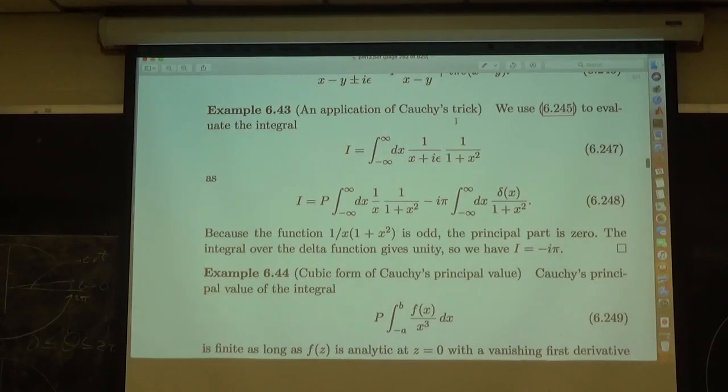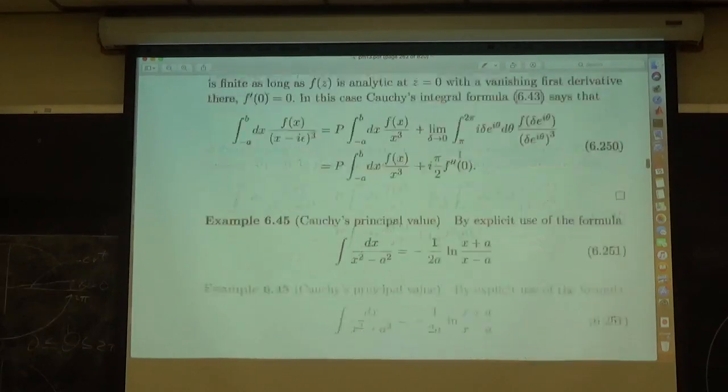So here's an example. Suppose we wanted to evaluate this function. Well, it'd be the principal value minus i pi delta of x on this. But now this thing here is completely odd, and so the principal value of that is just 0. On the other hand, for the other term we just put x equal to 0, and we just get 1. And so the integral is just minus i pi. So we use this trick to evaluate this integral, and we just get that.